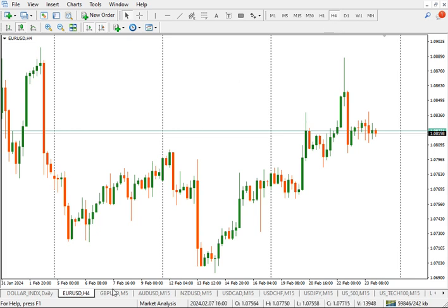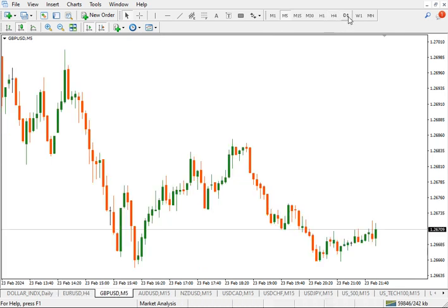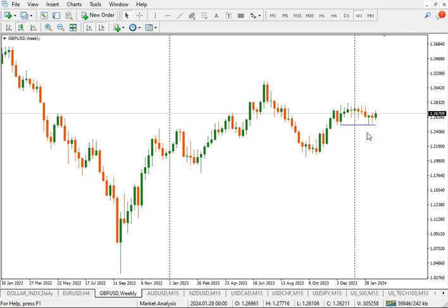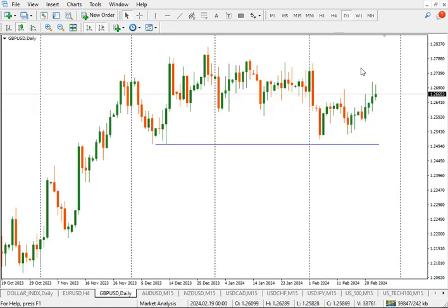Let's go to the cable. So we're still consolidating, right? I told us that until dollar has a significant rally or decline, this will still consolidate around this area, and that's what has happened for the month of February. It was purely consolidating. Nothing significant happened on this pair.